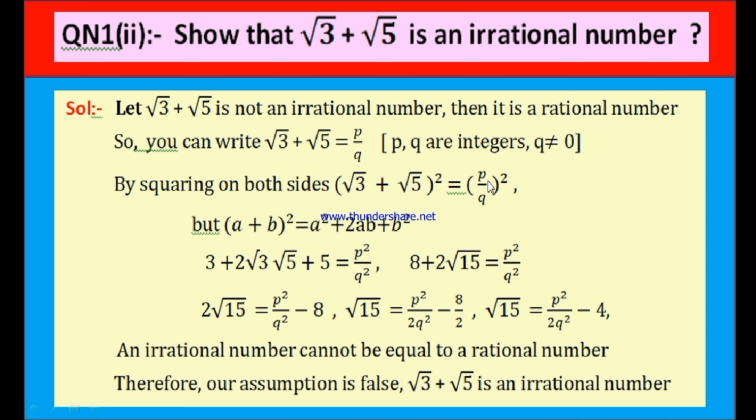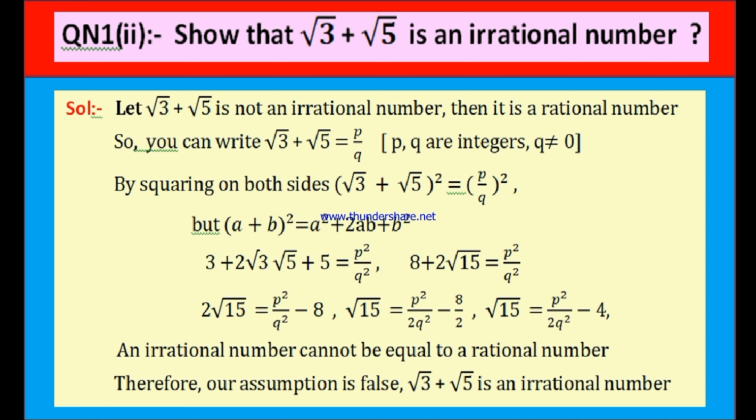Here, we know that p and q are integers. Then p square is an integer, 2q square is also an integer. Now integer by integer is a rational number. Minus 4 is always a rational number. Therefore, RHS is a rational number and LHS is square root 15. 15 is not a perfect square, therefore root 15 is an irrational number.